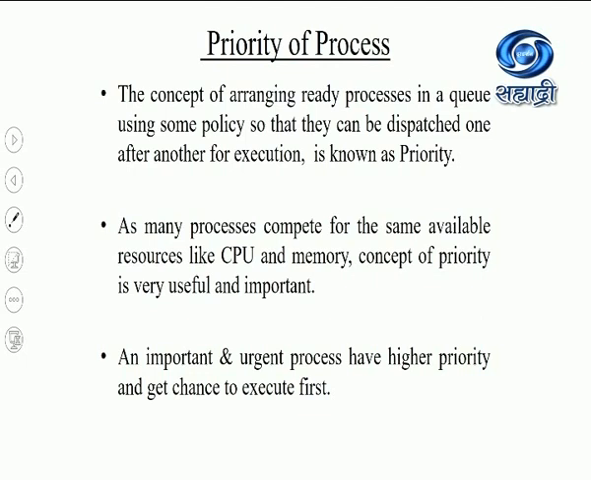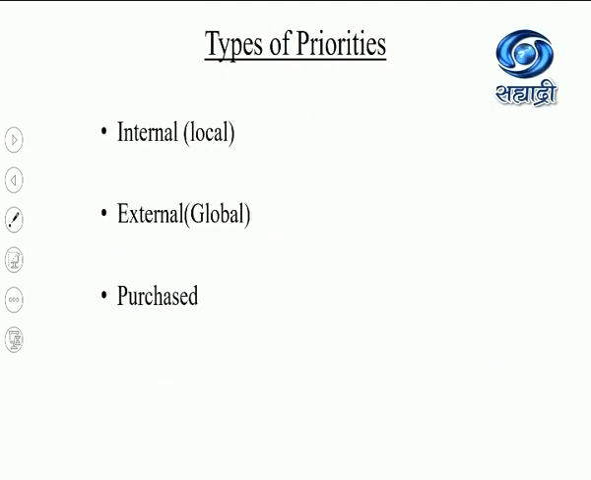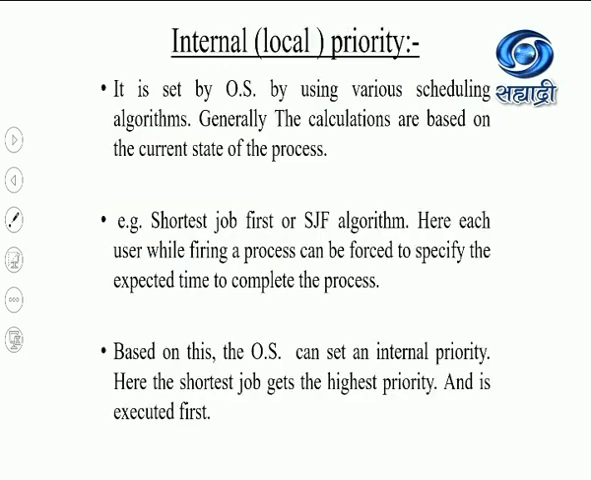Students, you have to remember what is priority. It can be asked in the examination. Now there are basically three types of priorities. First is internal or local priority, then external or global priority, and third is purchased priority. Let us see them one by one.